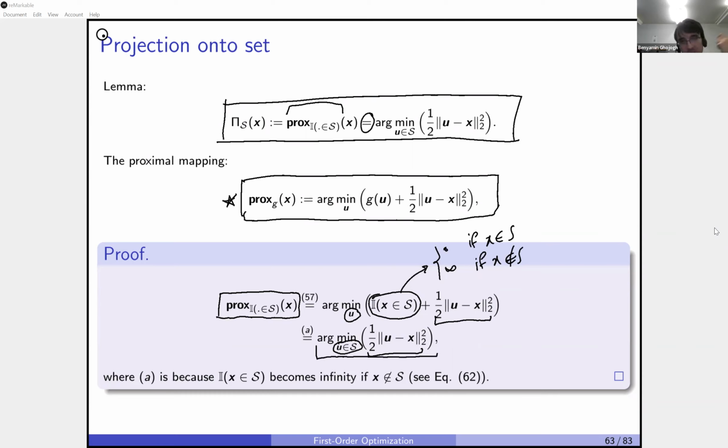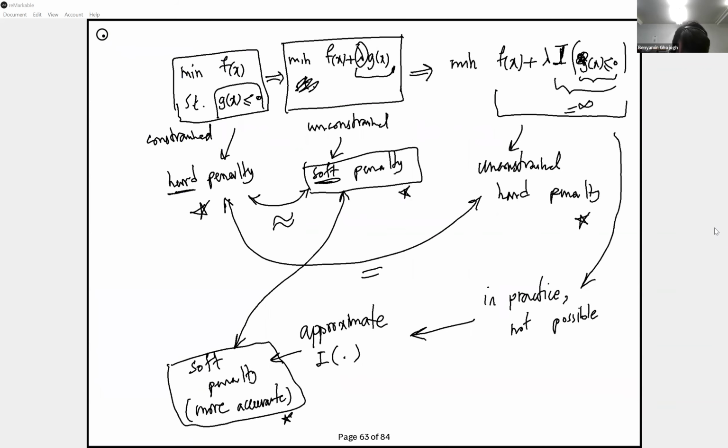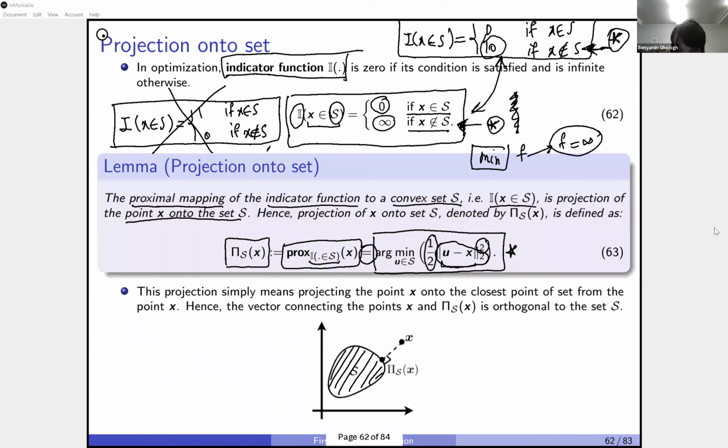And the right-hand side, we already talked about it in the previous slide. That is the projection. And now you see the beauty. We talked about it; we said that it's also related to the hard penalty and soft penalty. So it's saying that you find the closest point to x in the set S, the feasibility set, which satisfies the set. Otherwise, it blows up the optimization. So this is a projection.